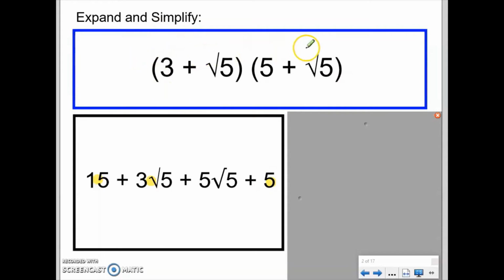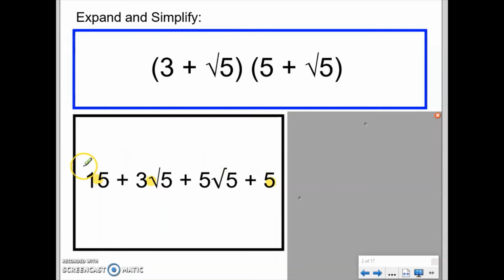The method I've just talked through, similar to the method on the first slide, you may hear it referred to as FOIL, because we do first, then we do outer, then we do inner, and then we do last. So it's just a way of remembering the 4 multiplications that you're going to go ahead and do.